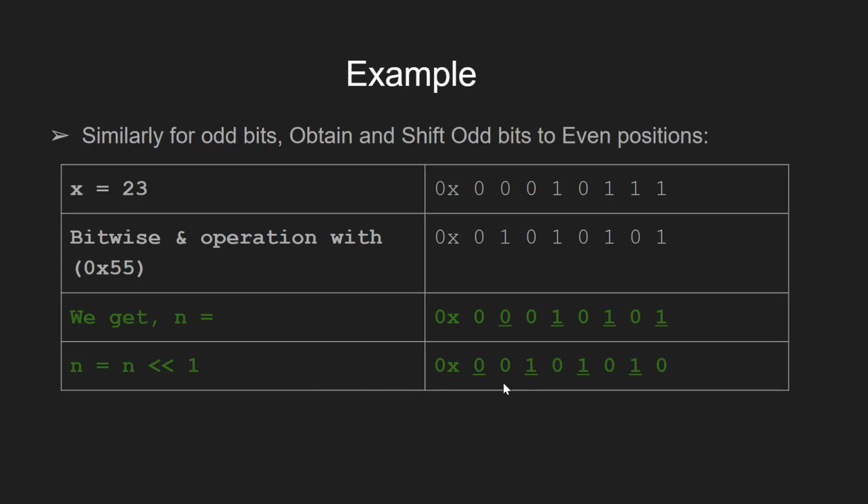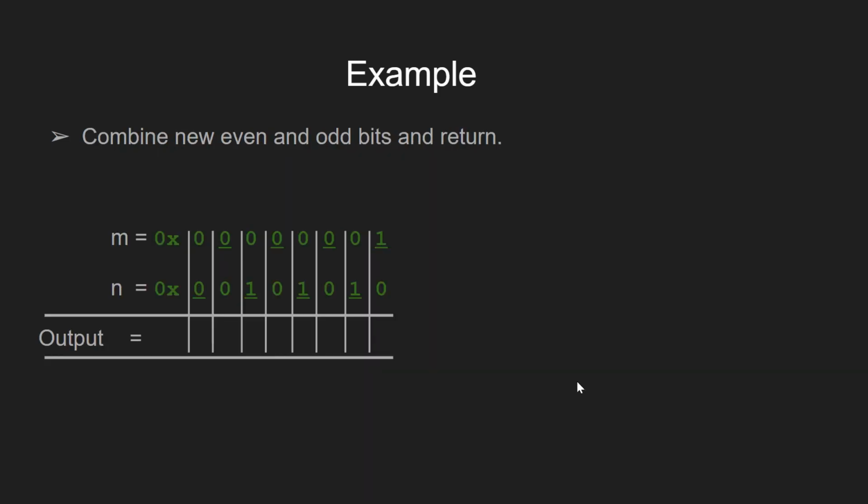Again, we perform its bitwise AND operation with 0x55 and store the result in the variable named n. Now, we left shift n by 1 so that all the odd bits come to even positions. At last, we must combine the shifted values of m and n by performing the bitwise OR operation between them. Finally, we see that all even and odd bits are swapped and we get 43 as the output.